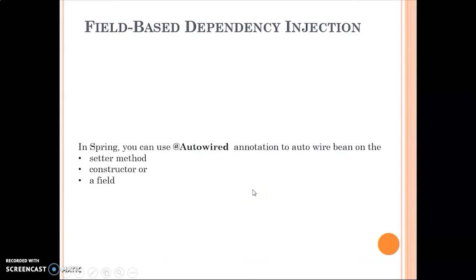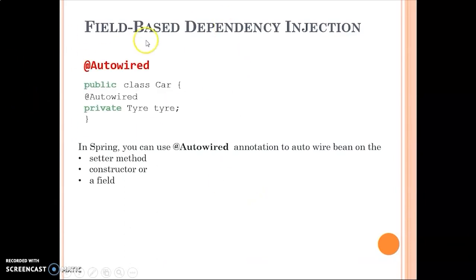The third one is basically a field based dependency injection, wherein we will be using an autowired annotation. Now this autowired annotation is newly provided after the annotations were introduced in Spring, although it has been there for quite some time now, since Spring 3.